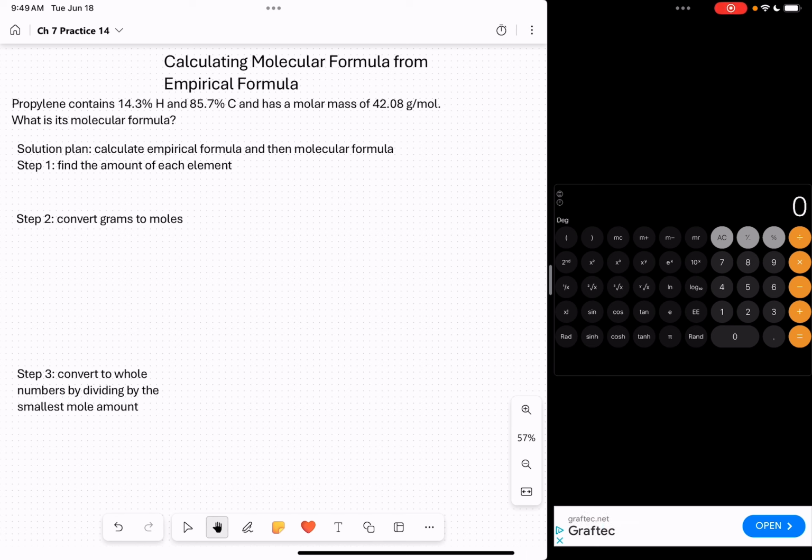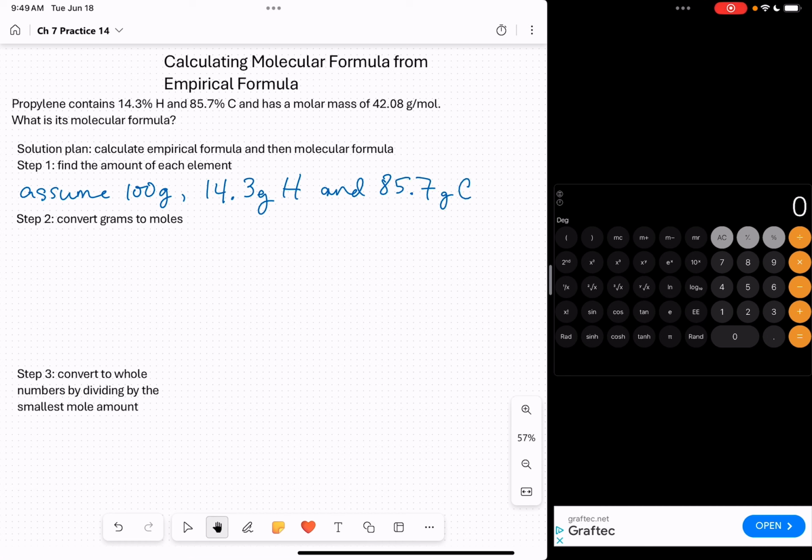The first step in all of these problems is to find the amount of each element in grams. We are given percentage, so we can assume that we have 100 grams total. If we have 100 grams, that means that the percentages just convert directly to grams, so that we have 14.3 grams of hydrogen and 85.7 grams of carbon.